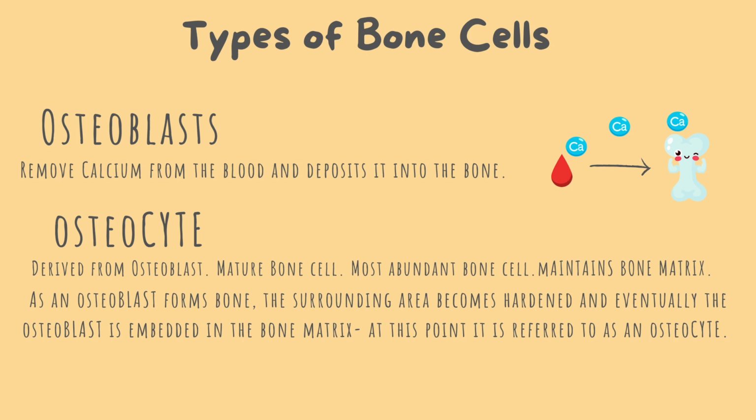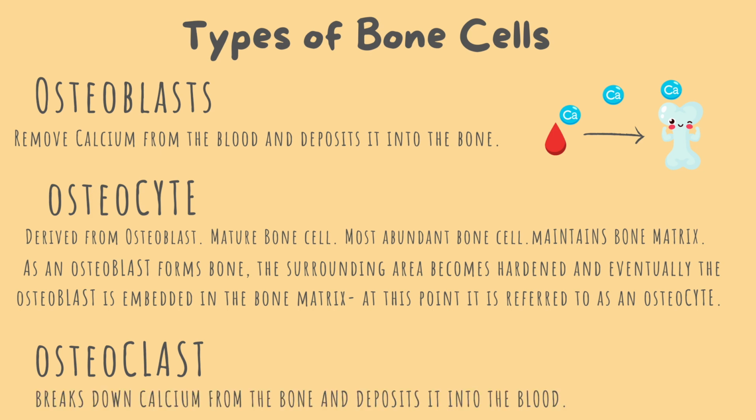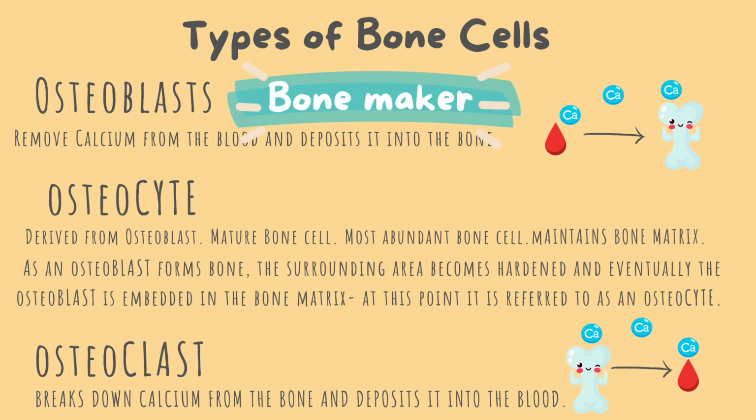So how do these osteocytes come from osteoblasts? Well, as an osteoblast forms bone, the surrounding area becomes hard and calcified, and eventually the osteoblast is embedded and stuck in the bone matrix. At this point, it's called an osteocyte, and it will permanently stay in there, maintaining the integrity of the bone. Lastly, we have osteoclasts. These break calcium from bone and deposit it into the blood as needed. These are known as the bone breakers. So we have the bone makers and we have the bone breakers.